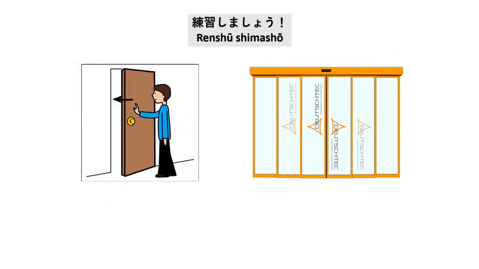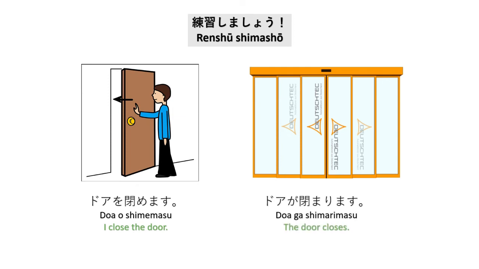Alright, next. Someone closes the door and the door closes. So here we have doa o shimemasu. I close the door. So shimemasu is a transitive verb. And for the intransitive verb, we have doa ga shimarimasu. The door closes. Okay? So for the transitive verb, shimeru. For the intransitive, shimaru. Okay?